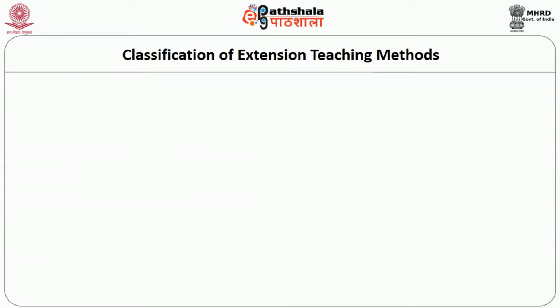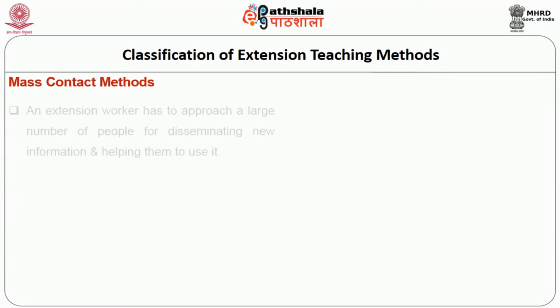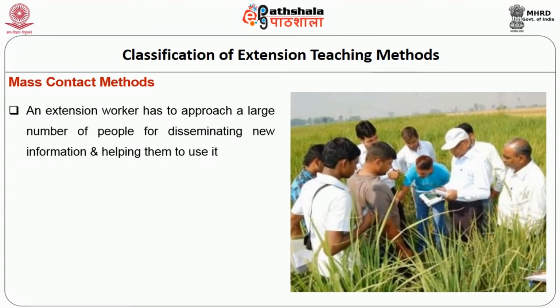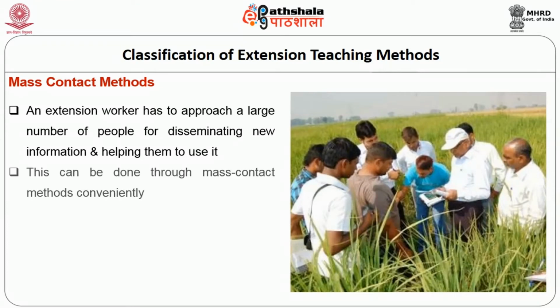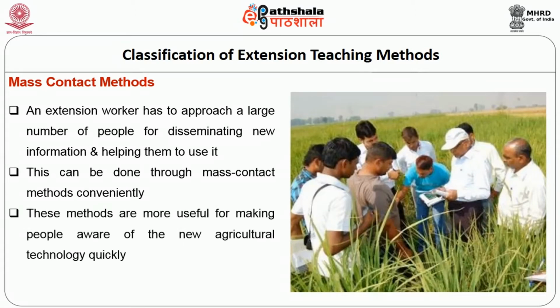The third one is mass contact methods. An extension worker has to approach a large number of people for disseminating new information and helping them to use it. This can be done through mass contact methods conveniently. These methods are more useful for making people aware of the new agriculture technologies quickly.